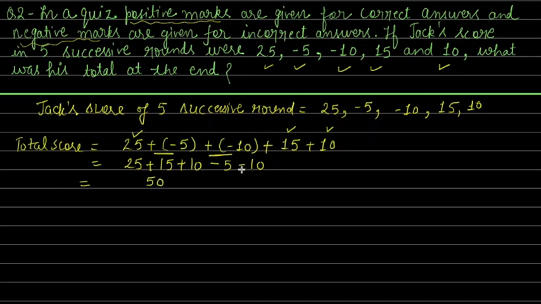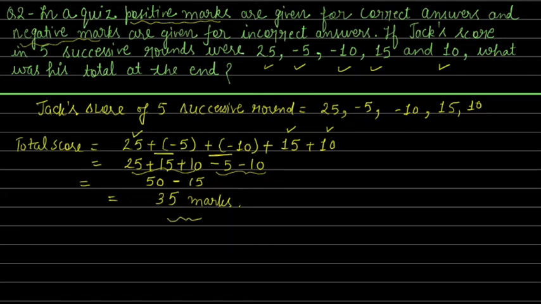25 plus 10 is 35. 35 plus 15 will be how much? 50. Now minus 5 and minus 10. When there are two negative integers, they will be added with the sign of the negative number. 50 minus 15 will be 35 marks. So the score of Jack after 5 successive rounds is how much? 35. We first solved all the positive integers together, then added the negative integers and solved it step by step. So the total score of Jack after 5 successive rounds is 35.